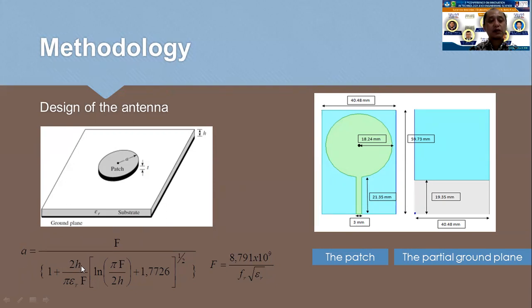We know already the thickness of the substrate and the dielectric constant, and we need to figure out the F, which is a logarithmic function of the radiating element. This F can be obtained from this formula based on the value of resonance frequency and also the dielectric constant.